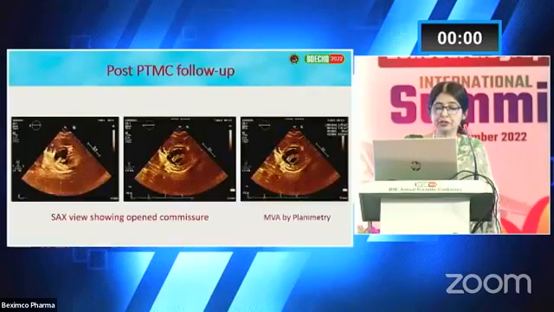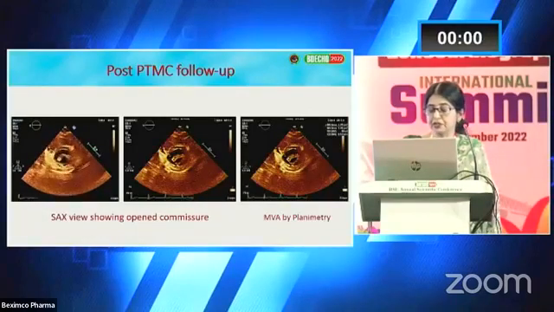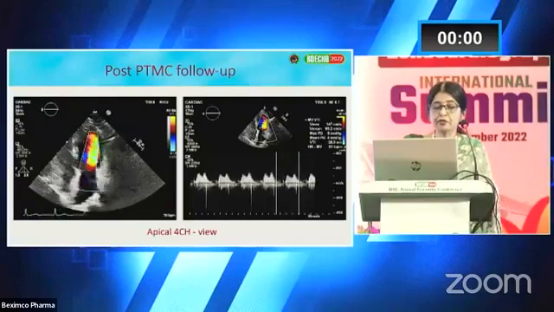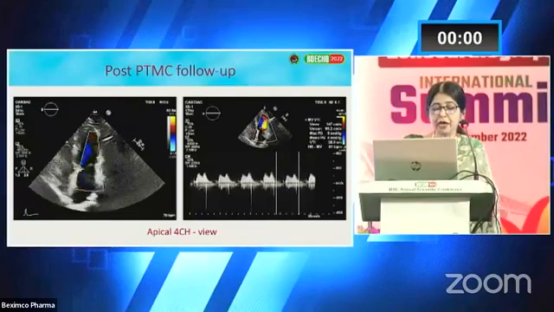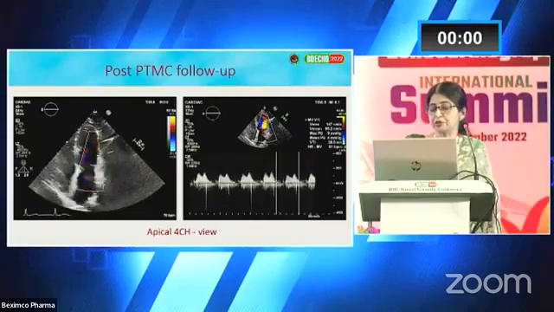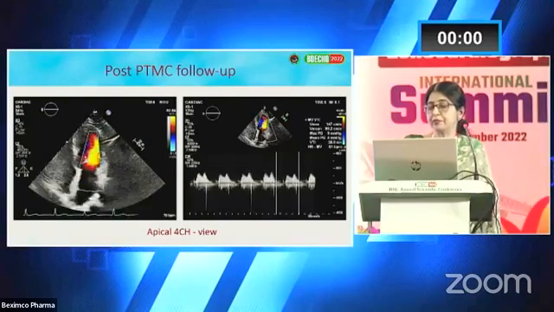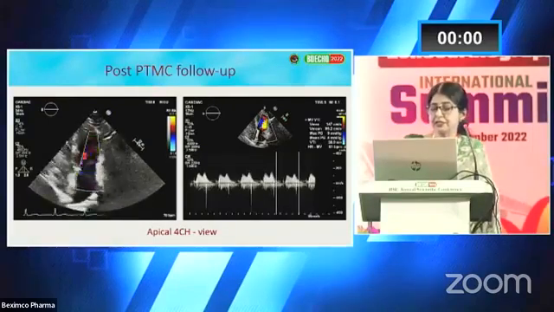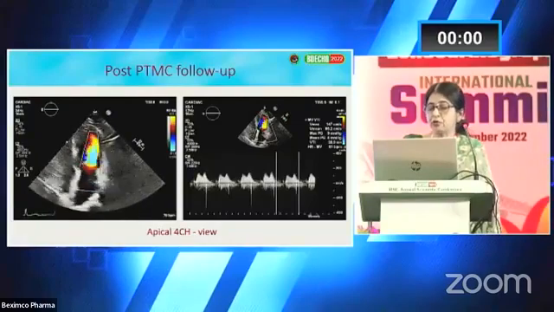parameters should be measured. Here, post-PTMC follow-up shows in the short axis that the postero-medial commissure is open, and the planimetered valve area shows the valve area is 1.7, so there is mild residual MS. Apical four-chamber view shows only mild MR, and my spectral Doppler tracing showed that the mean gradient is 4 millimeters of mercury, which indicates there is mild residual MS, a good outcome.